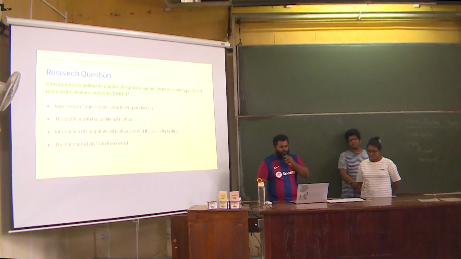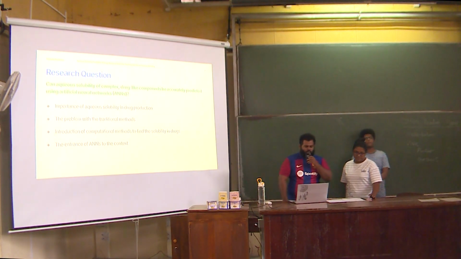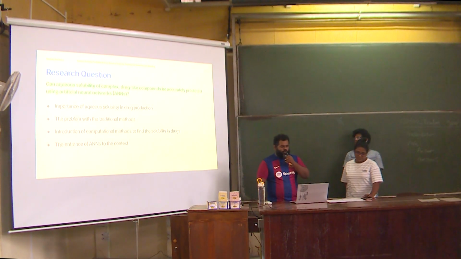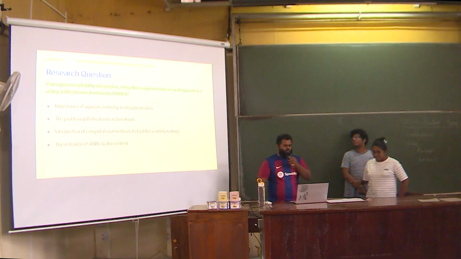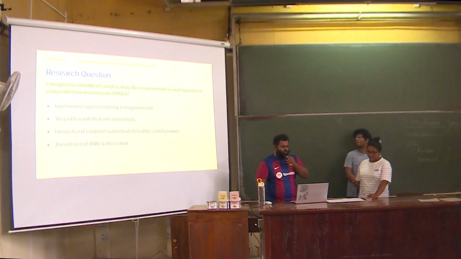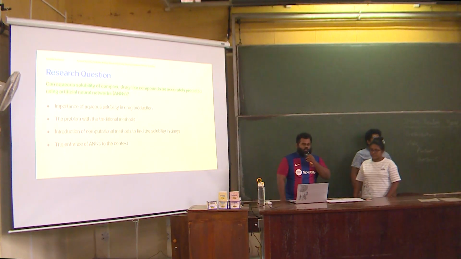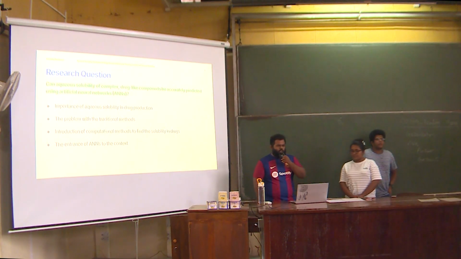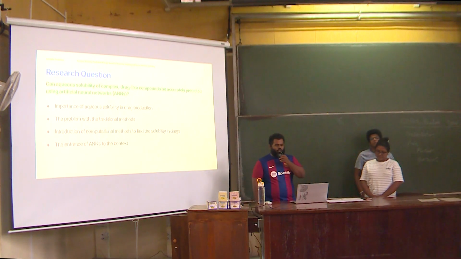So the question about this research paper is, can aqueous solubility of complex drug-like compounds be accurately predicted using artificial neural networks? First of all, let's see what is the importance of aqueous solubility in drug production. The drugs should be aqueously soluble to be absorbed as well as biologically available.